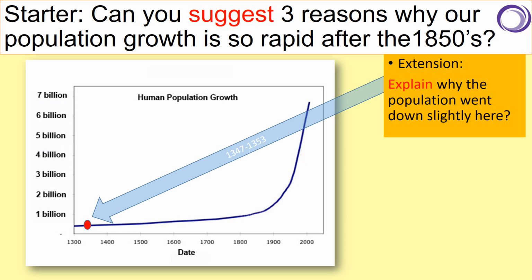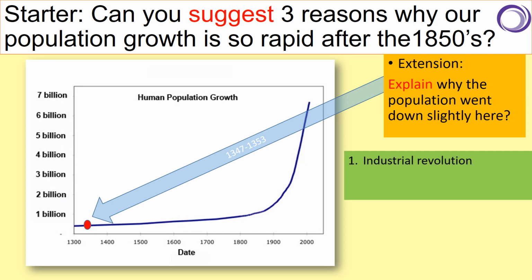So let's see how you did. 3 possible reasons why our population growth was so rapid could be to do with the Industrial Revolution. Productivity was so much faster because machinery was being used instead of people. This meant economies were thriving and there was a massive improvement in the standard of living.